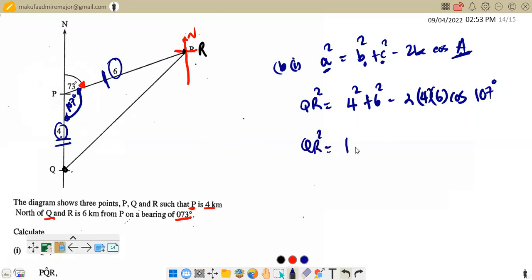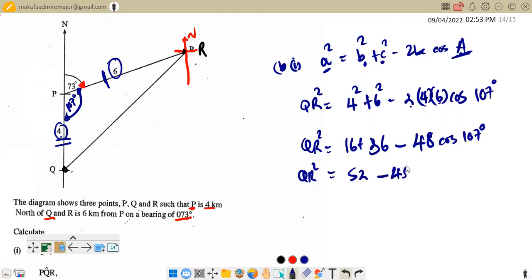QR squared, 4 squared, that's 16 plus 36. So this is a 36 here. Negative 2 times 4 times 6. Okay, let's see. We're going to obtain 48. So this will be 48 cos of 107 degrees. Then if we add here, we are going to have 16 plus 36. That's something like 52 minus 48 cos 107 degrees.